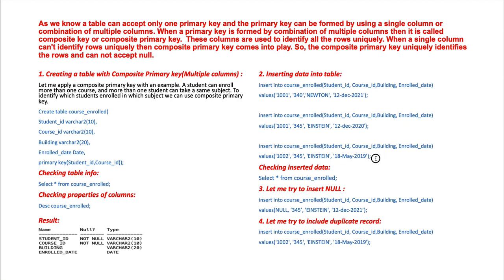When we run these three insert statements, then it will insert three rows into the table. Now we can check whether data is inserted into the table or not. We can use select star from course_enroll code. When we run this code, we will observe three rows which are inserted into the table.